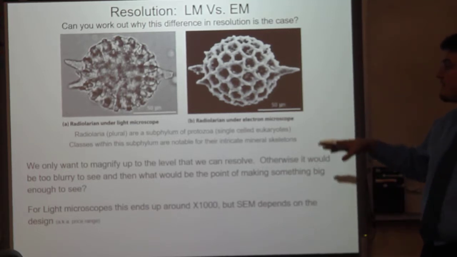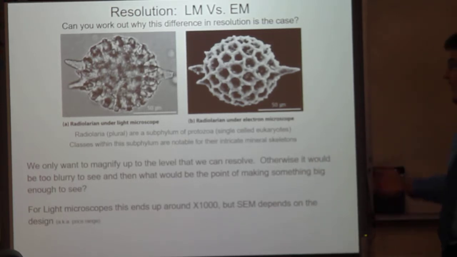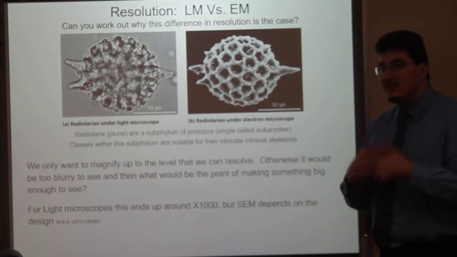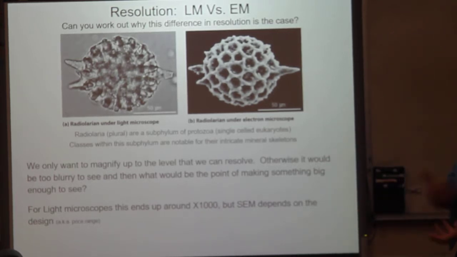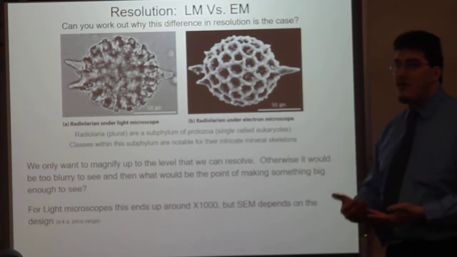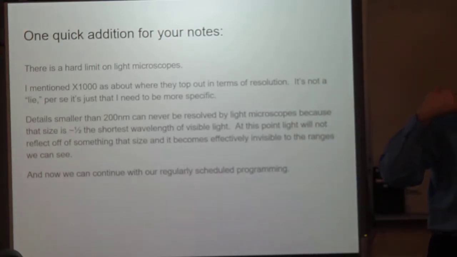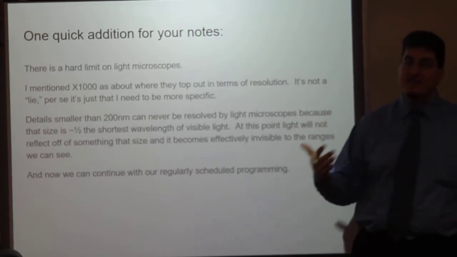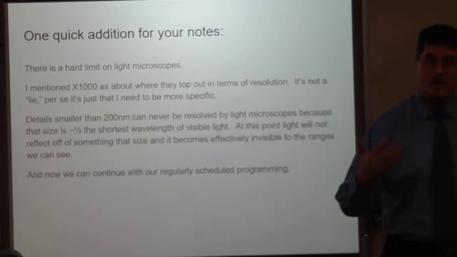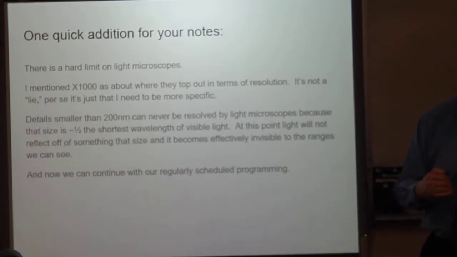If we want to magnify, we only want to magnify things up to the level that we can resolve. Otherwise, we're not going to be able to see stuff. Now, for light microscopes, that limit of resolution ends up being about 1,000 times magnification. And the reason for that is a physical reason. The physics is that 200 nanometers is slightly less than half of the visible wavelengths of light. Red light is the largest wavelength of light that we can see.